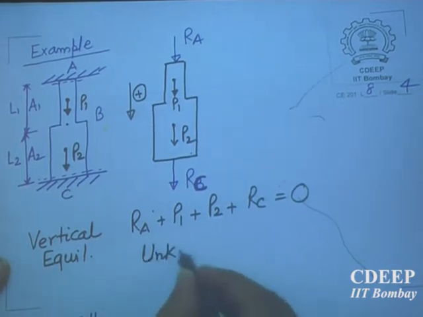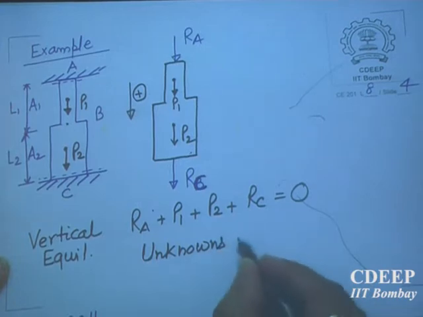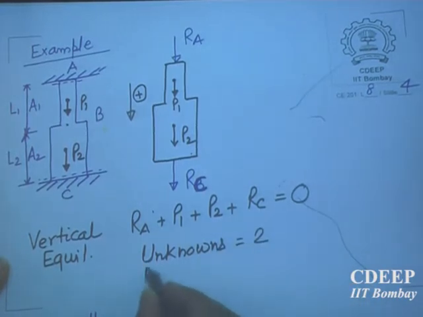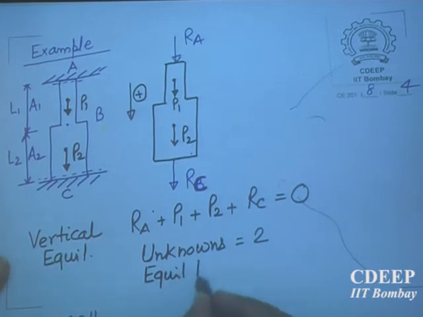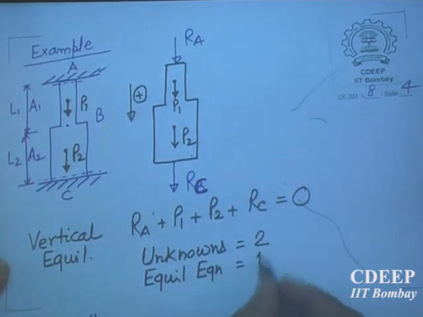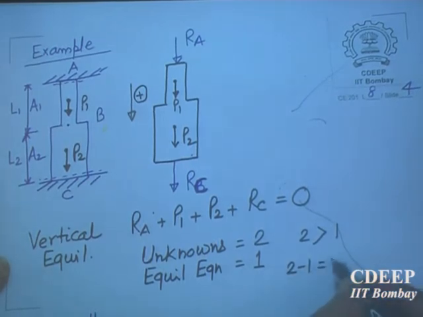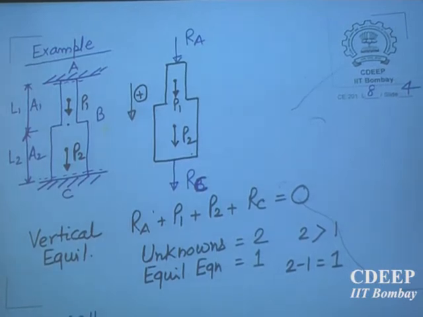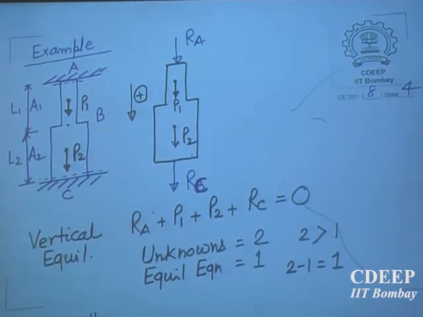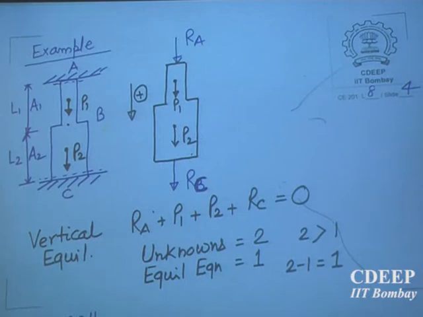Unknowns, 2; equilibrium equations, 1. So 2 is greater than 1, 2 minus 1. This one extra, we say that it is indeterminate of degree 1. This problem we cannot solve. I need one more condition. I need one more equation involving RA and RC, then only I can solve.